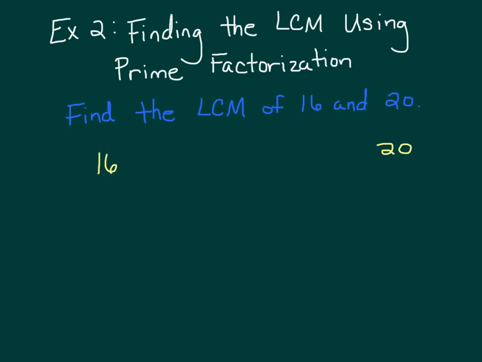Example 2 has us finding the least common multiple using prime factorization. So we're going to start with factor trees again, just like we've done the last couple of examples, and we're going to go ahead and just make factor trees, and then we'll stop and look at how it's a little bit different to find the LCM than it was when we were finding greatest common factor.